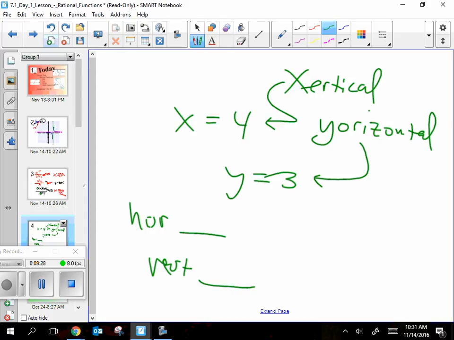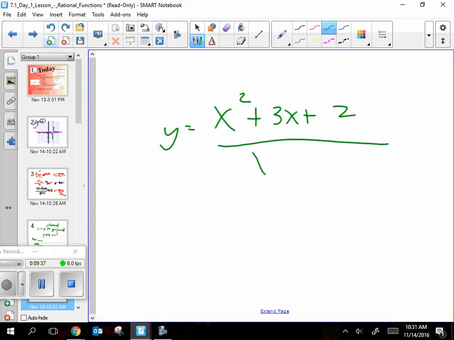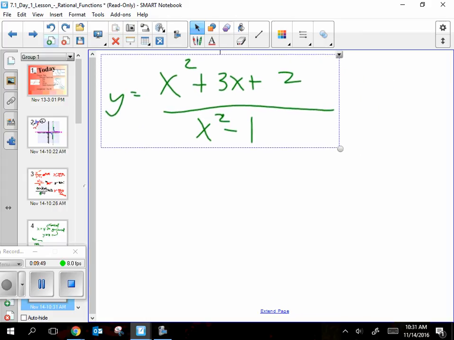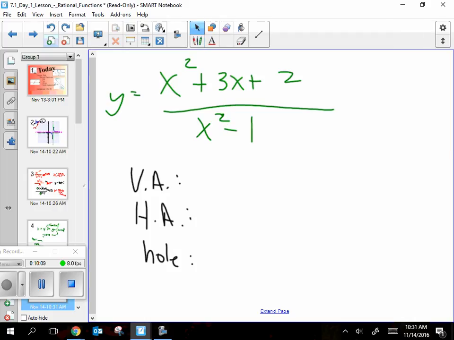Okay. So now, I'm going to give you one. My favorite saying comes into play. Can factor, you should. Go ahead and do it. Factor this puppy, and then see if you've learned enough to tell me the vertical asymptote, the horizontal asymptote, and if you're really good, you'll know where this thing has a hole. I'll pause while you give that a try.